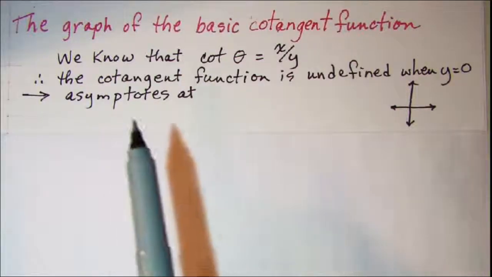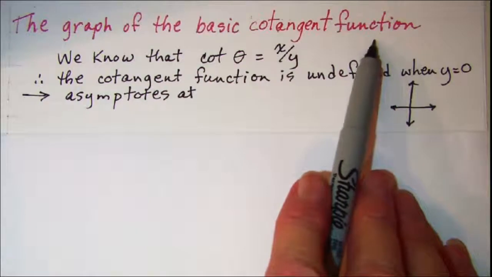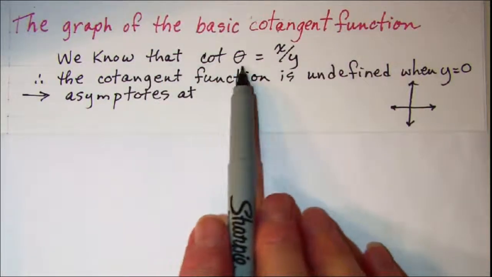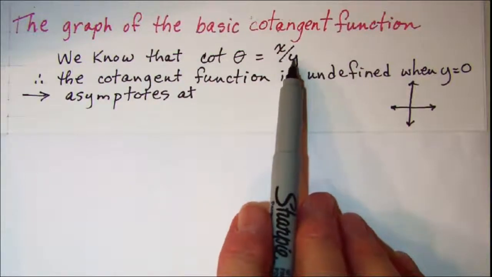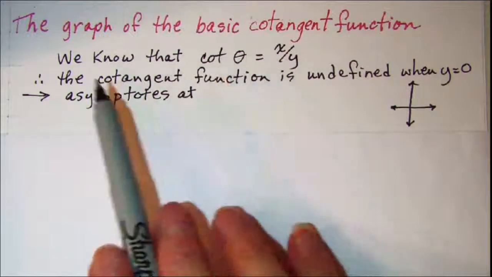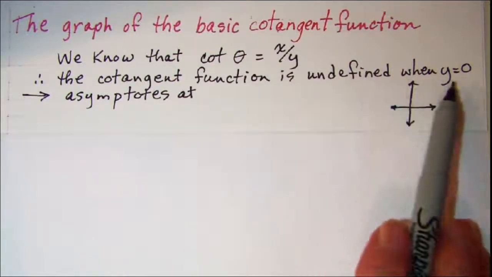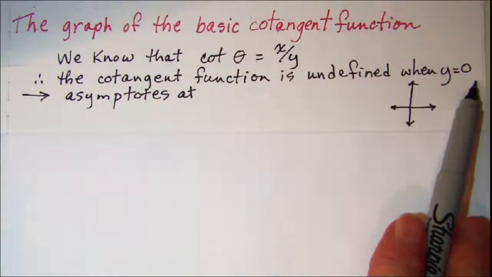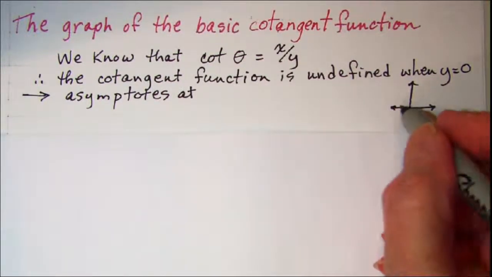In this video, we'll be looking at the graph of the basic cotangent function. We know that the cotangent of theta is defined as x over y. It's the reciprocal of the tangent function. Therefore, the cotangent function is undefined when y is 0.